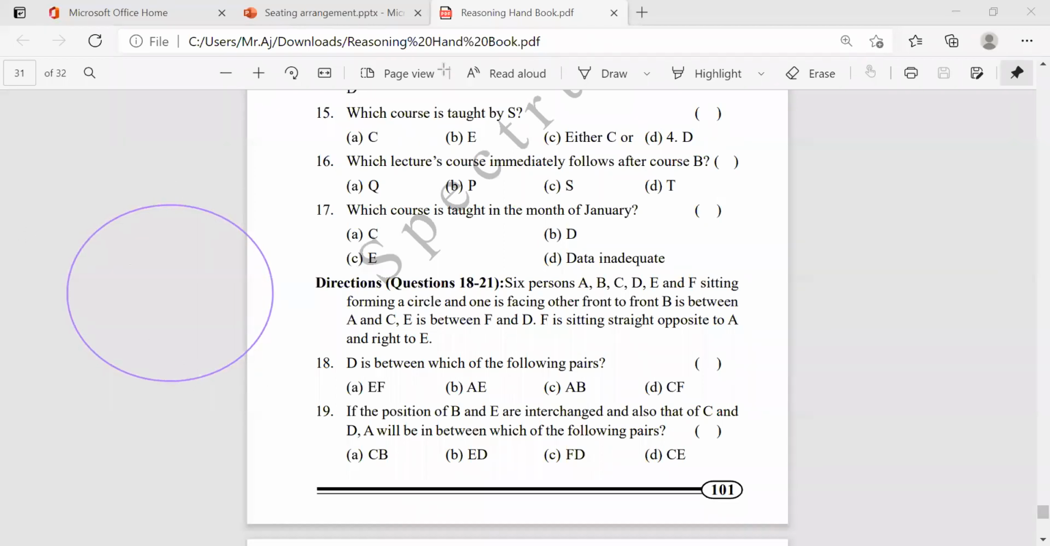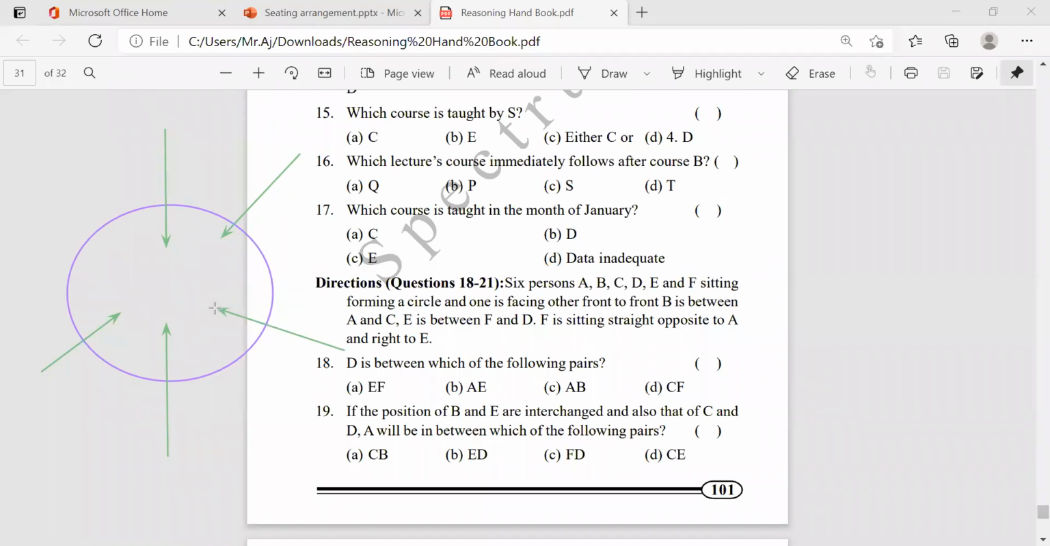Yes, this is a circle here. How many members are they saying? Six members. What are they saying? Facing each other, front to front. That means if a person faces like this, his face is front to another person's face, exactly opposite. So another person, if he is like this, another person will also be exactly opposite to that person. Exactly opposite. Okay. Now here another person.